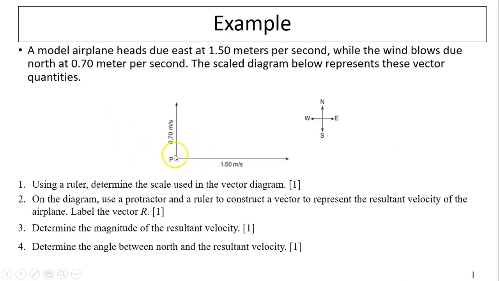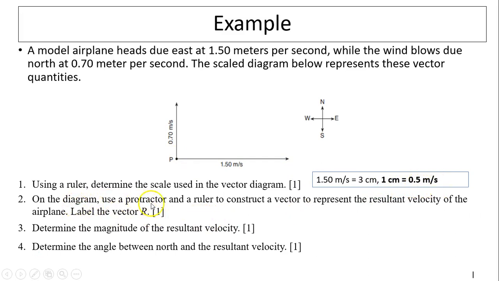Another example. Again, the vectors are given to you tail to tail. A model airplane flies due east at 1.5 meters per second, while the wind blows due north at 0.7 meters per second. The scaled diagram below represents these vector quantities. Use a ruler to determine the scale used in the vector diagram. I use a ruler and measure the whole length as 3 centimeters. So I get 1 centimeter equals 0.5 meters per second.